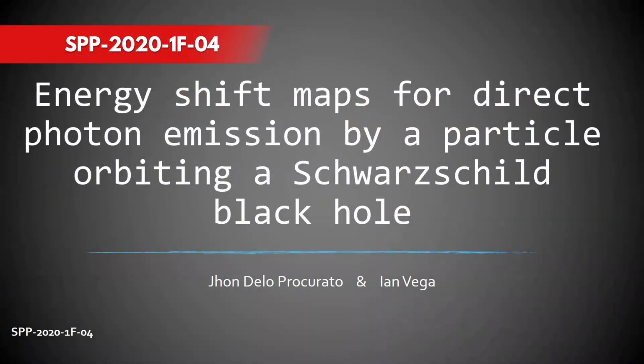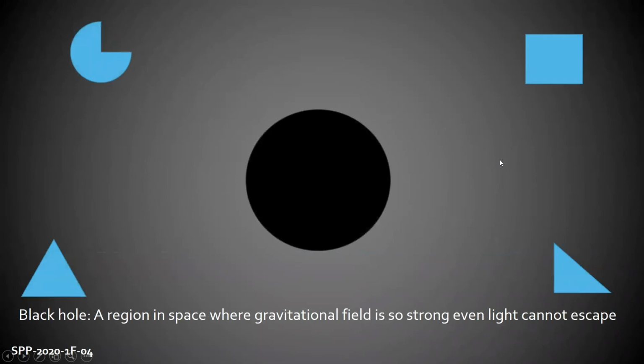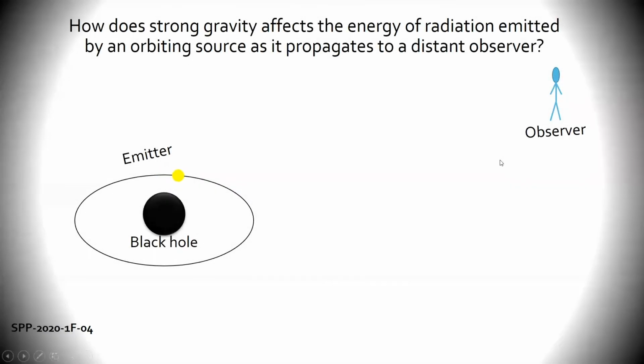Black holes, dead things which are extremely fascinating. It is a region in space where the gravitational field is so strong even light cannot escape. When a particle orbits around a black hole, it emits radiation which is heavily influenced by the nearby strong gravitational field. One way to characterize this influence is to investigate the radiation's energy as it propagates to a distant observer.